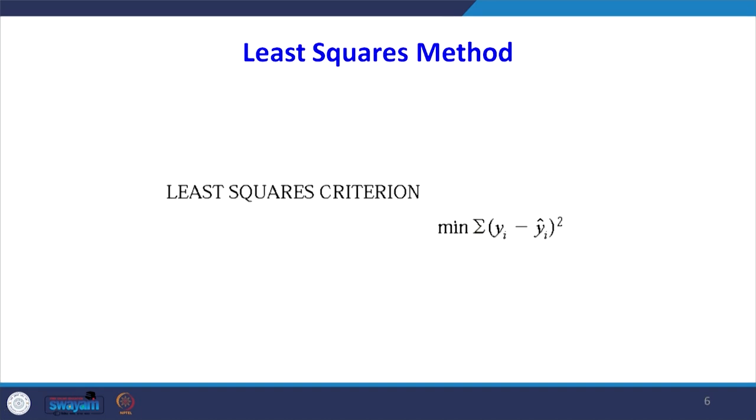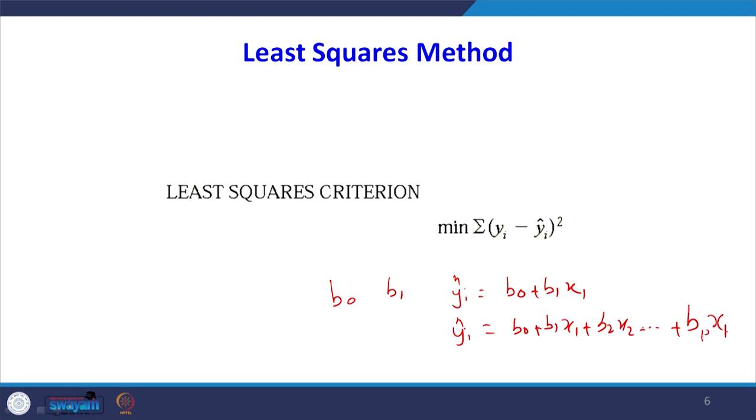Least square method. In simple linear regression also, I derived the formula for b0, b1 with the assumption that when we draw a line, the sum of the squares of the errors has to be minimized. In simple linear regression, y hat i was b0 plus b1 x1. But in multiple regression, y hat i equals b0 plus b1 x1 plus b2 x2 and so on plus bp xp, where p is the number of independent variables. All other procedure is the same. But here it is a multidimensional picture. We cannot draw a two-dimensional picture because there is more than one independent variable; it is a multidimensional picture that we cannot explain with a simple graph.